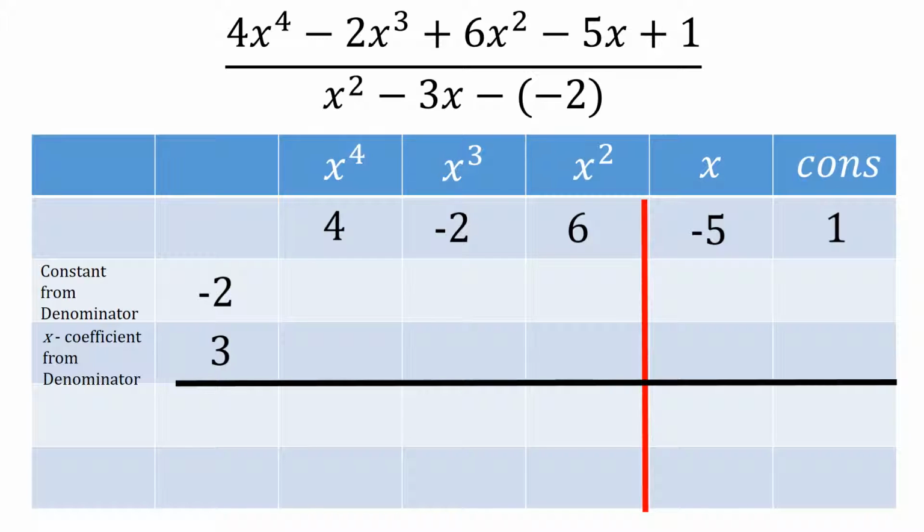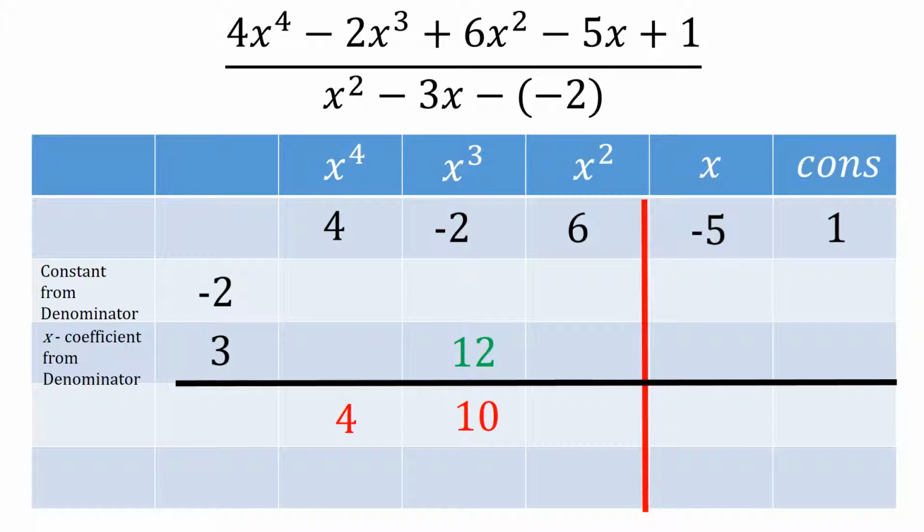Our leading coefficient in the denominator is 1, and that means that we can merely copy the leading coefficient from the numerator below the black line, in this case 4. Now we'll go ahead and multiply the 3 times the 4, and we'll put the result where the green arrow indicates, and 3 times 4 is 12. We will go ahead and add the -2 and the 12 together, because they're in the same column, and we get 10.